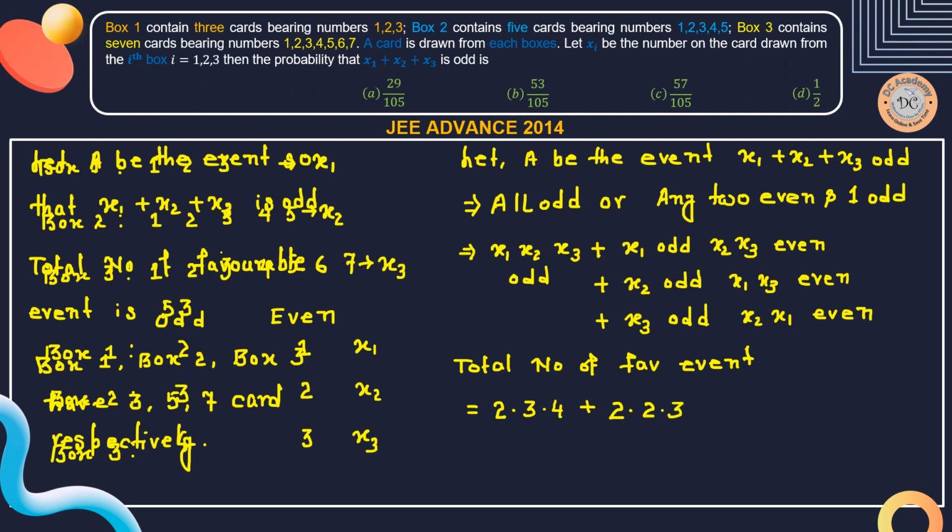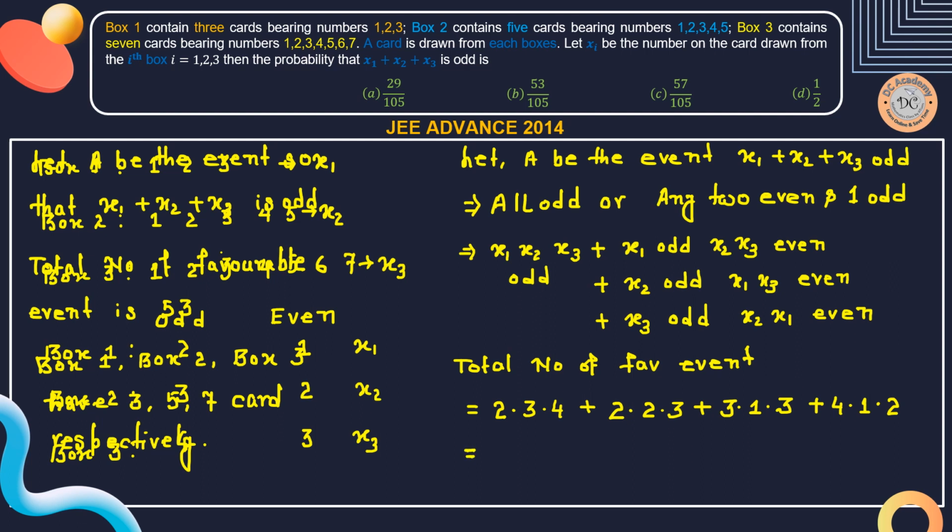For the next case, x2 is odd, so x2 can be chosen out of 3 cards, so it's 3 multiplied by. Now x1 and x3 are even. x1 has only 1 even card, so there is only one way, and for x3 there are 3 even cards, so 3 ways. And the last one, if x3 is odd, then x3 is chosen out of 4 cards, so that is 4 ways. x1 will be one way, and x2 will be two ways because there are two even cards possible for x2. Multiplying, 2 times 3 times 4.